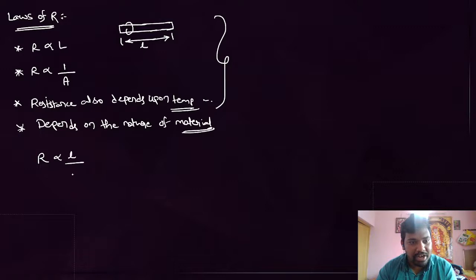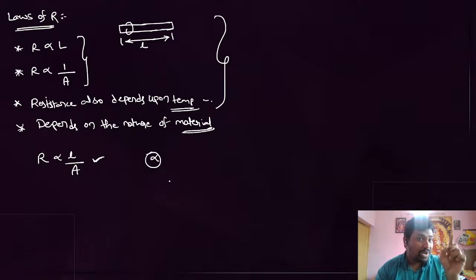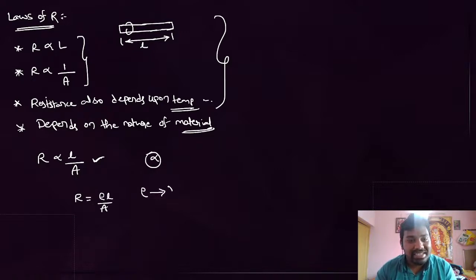R is proportional to L divided by A. From 1 and 2 we got this conclusion. Now if we want to remove this proportionality symbol, we need a constant, a proportionality constant, and that will give rho L by A. This rho is called resistivity.